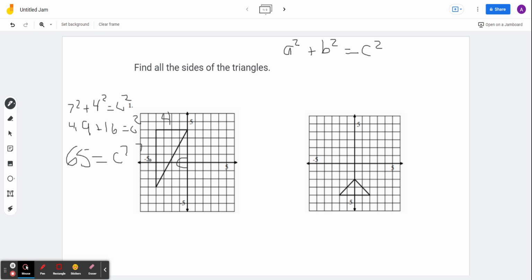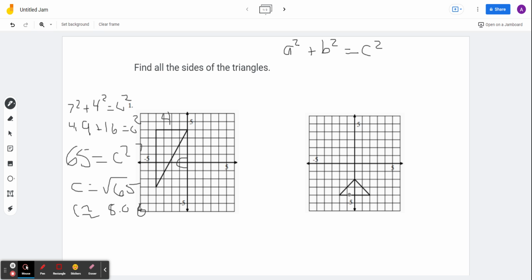So then what you would do is take the square root of both sides, and you would get c is equal to the square root of 65. And for that, you can get an approximation. C is approximately, when I take the square root of 65, it would be 8.06.